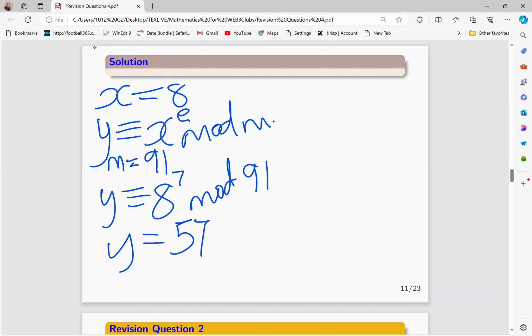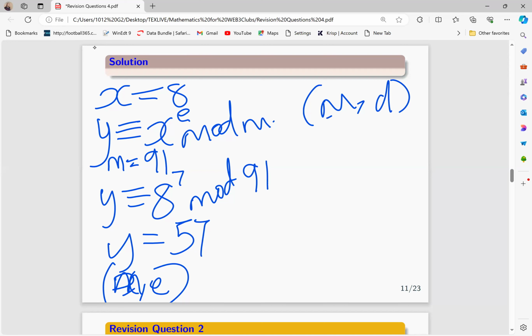So that's the ciphertext. As you can realize, for encryption we use X and E. And now to decrypt the message, we're going to use M and D. So you can see the M is common here.